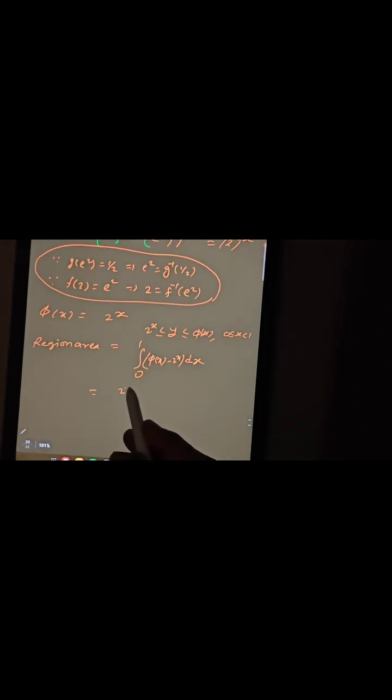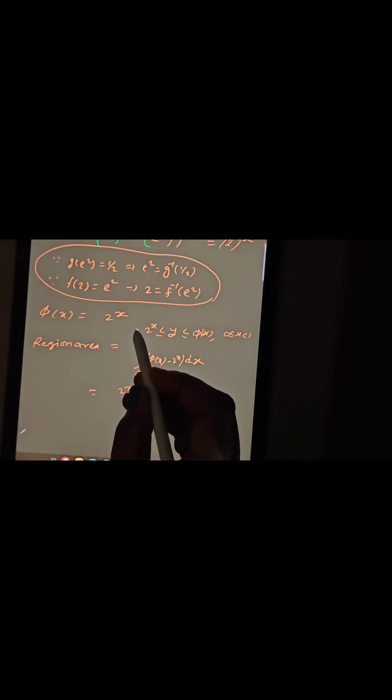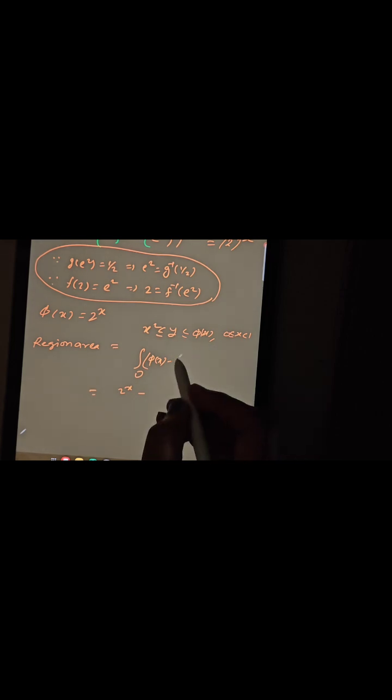Now phi x is 2 power x, yes or no? And this is your x square, this was your x square. This is 2 power x, this is x square. Okay, so phi x is 2 power x, and this will be your, again, x square dx. I hope you have understood. No misconception. 0 to 1, 0 to 1.